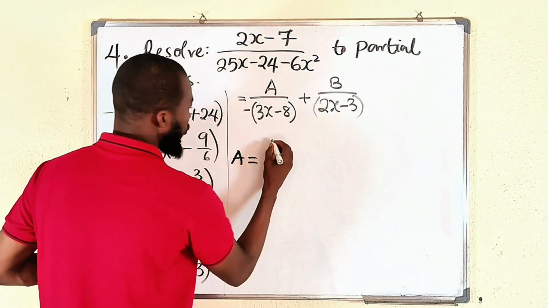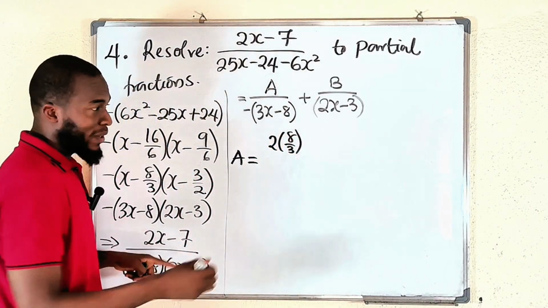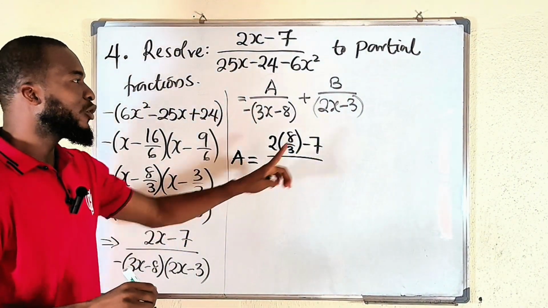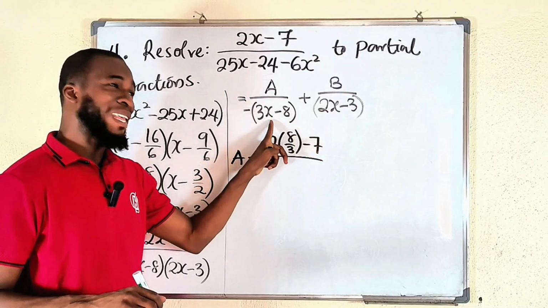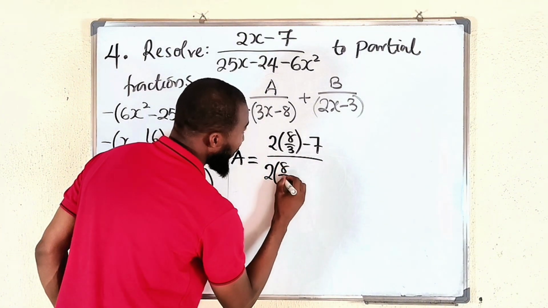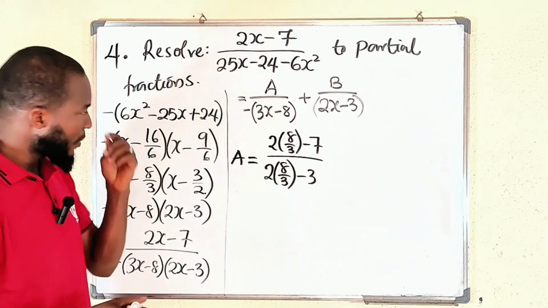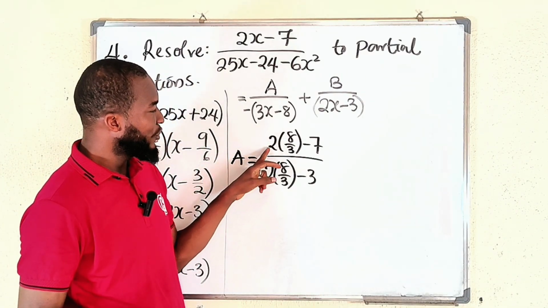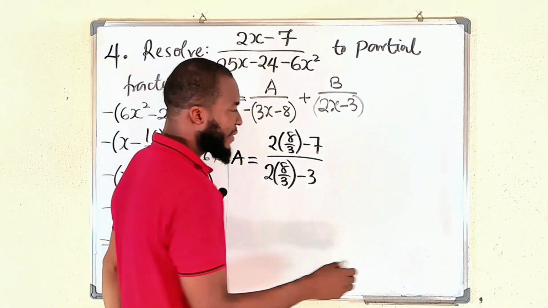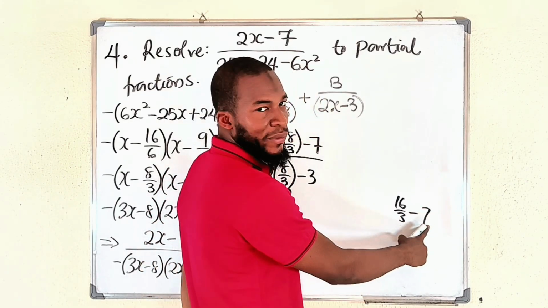That is at the top. So we have 2 times 8 over 3 for x, then we still have minus 7, divided by, now that 8 over 3 is substituted into the other factor. Do not substitute it here because this will give you 0. So we come here: 2 times 8 over 3, then minus 3. Let us simplify this. 2 times 8 gives you 16, divided by 3. So we have 16 divided by 3 minus 7. This time 7 will give us 21.